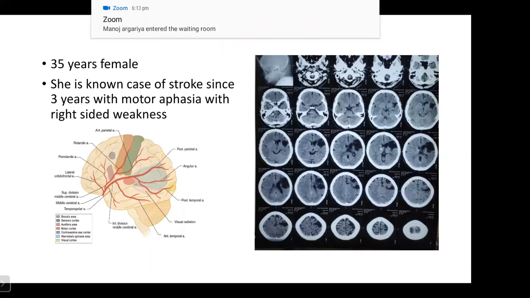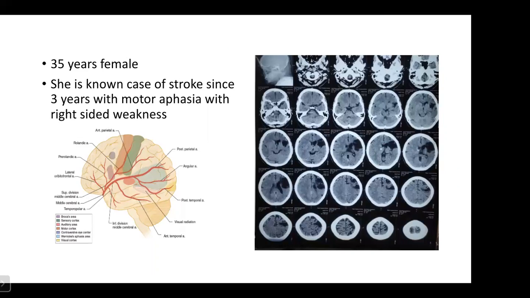This case presented a week back in our emergency department. It is a case of a 35-year-old female. She was a known case of stroke. She had a history of stroke years back, and since then she has motor aphasia with right-sided weakness. You can see there is an area of ischemia at the left frontotemporal region.